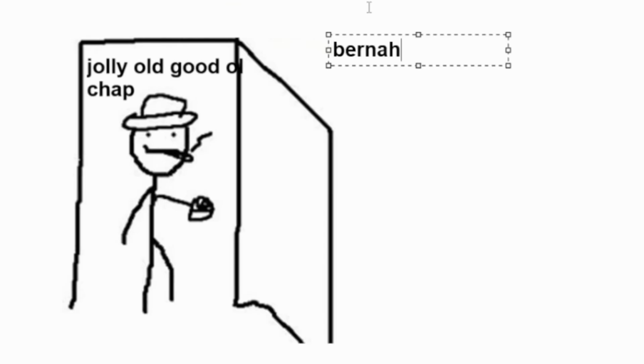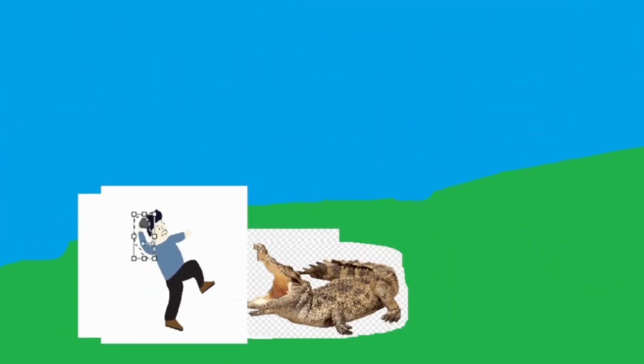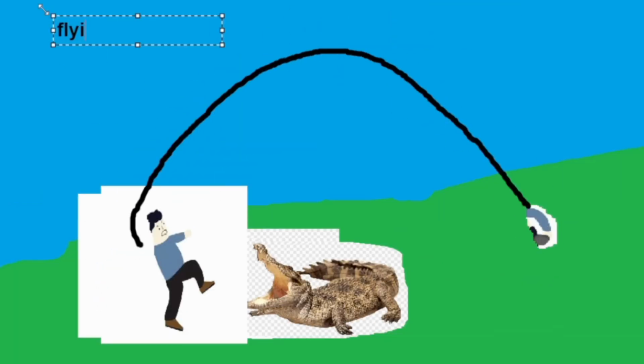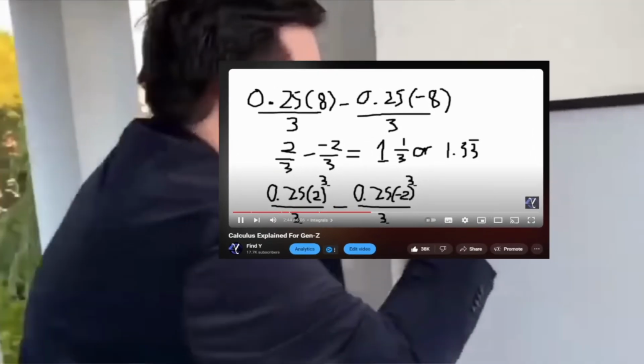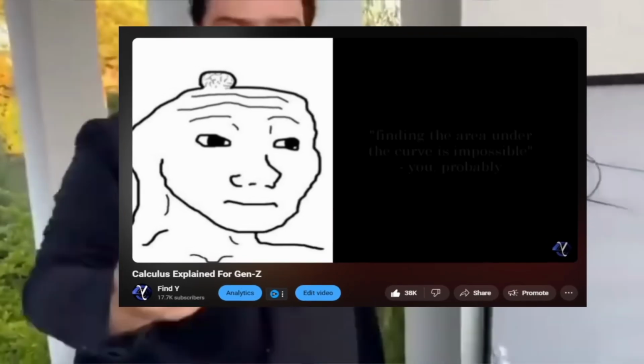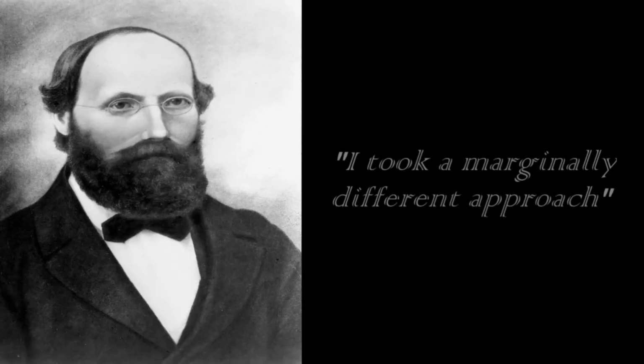A good old jolly old chap, Bernard Riemann, was playing some fetch with his dog, and whenever he threw the ball, he noticed it traveled in a curve. I have talked about finding the area under a curve in my calculus for Gen Z part 1. There's going to be more to come, go watch that. But this guy took a marginally different approach.